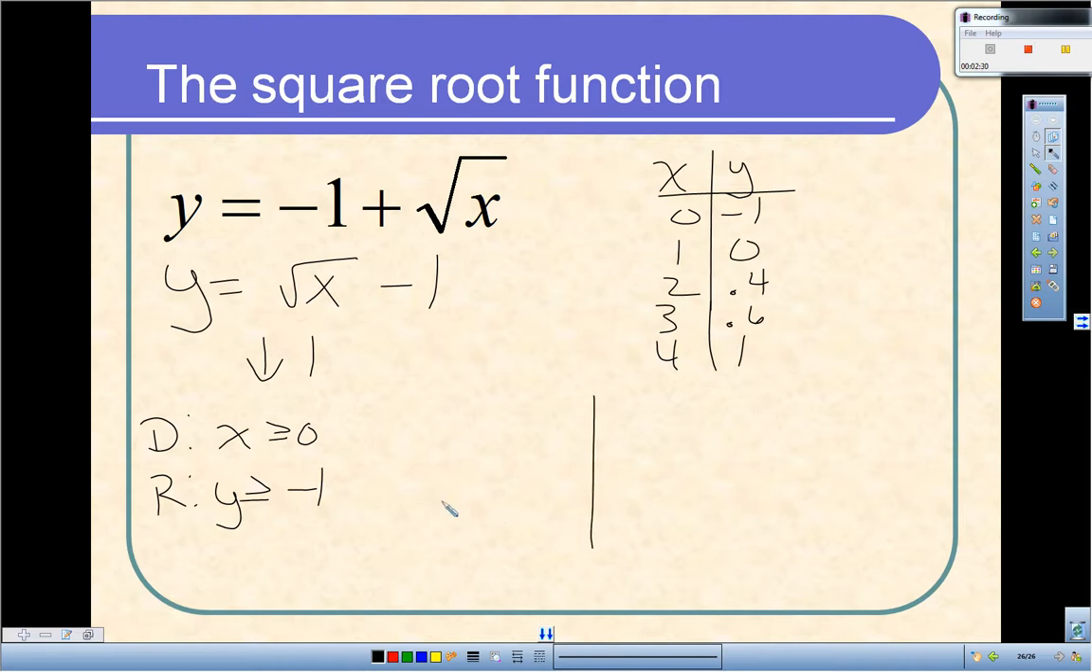So when I graph this, the points are (0, -1), (1, 0), (2, 0.4), (3, 0.6), and (4, 1). Notice it's the same shape, it's just been shifted down 1 unit. The domain is still all the numbers greater than or equal to 0, and the range is all numbers greater than or equal to negative 1.